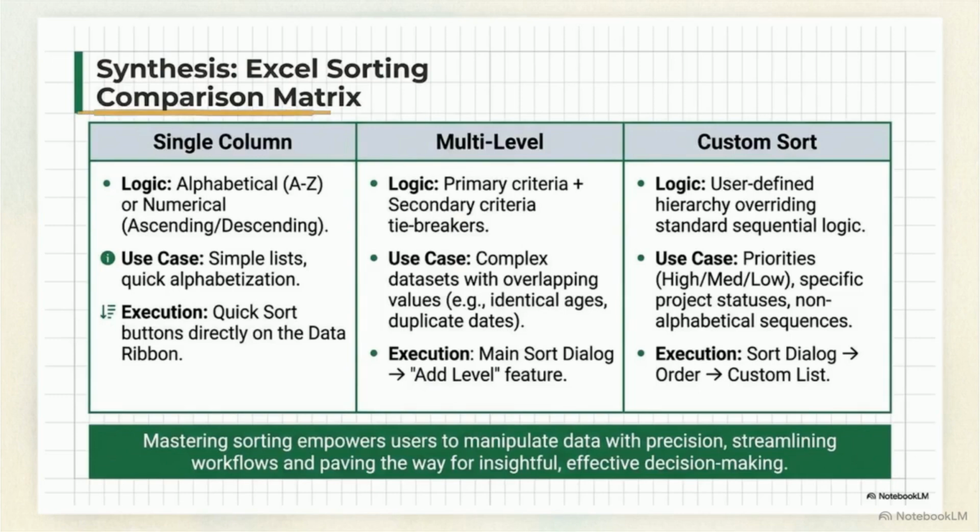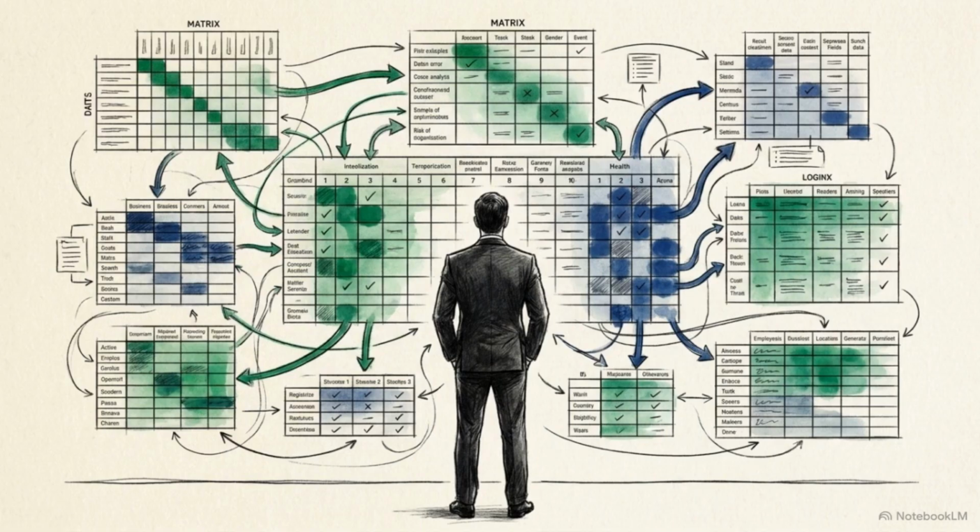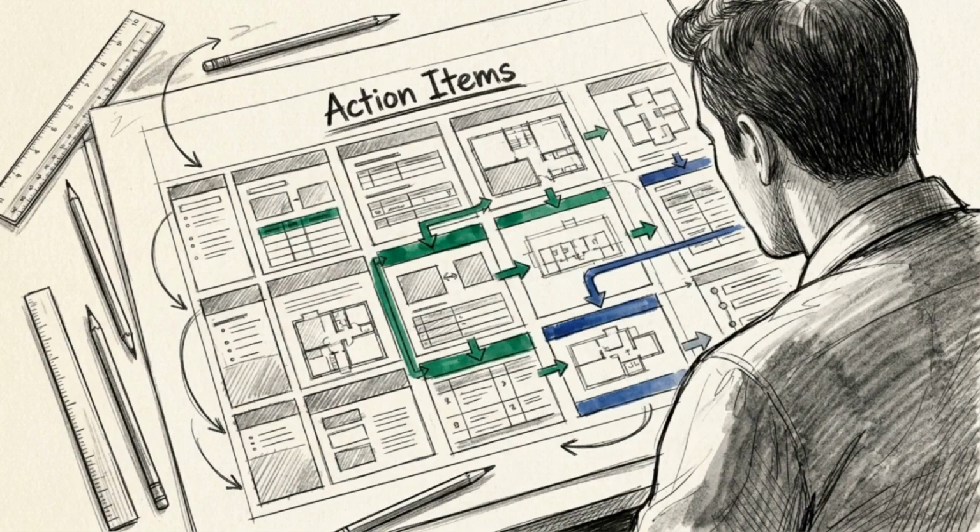This comparison matrix brings all 3 methods together into one strategic playbook. You use the single column sort for speed on simple lists, the multi-level sort to break ties in overlapping datasets, and the custom sort when you need to dictate an exact non-alphabetical sequence. When you know how and when to apply these 3 tools, you won't ever look at a raw spreadsheet and feel overwhelmed. You have the exact skills needed to structure that raw material into clear, actionable intelligence.